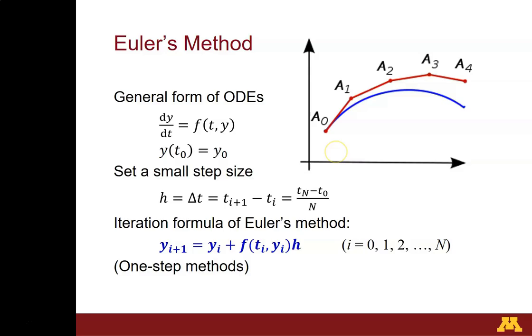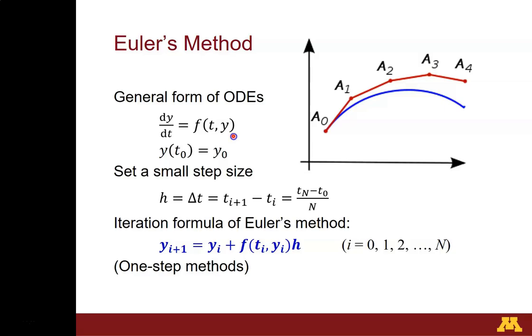Look at the chart on the right hand side. This is the physical description of the Euler method. A0 is given. A0 corresponds to y at t equal t0. So at t0, we know y0. And we have the step size h. It's also calculated. Then we calculate the slope at A0. The slope at A0 will be f(t0, y0). Usually the expression of function f(t, y) is given in detail. So we have the slope.